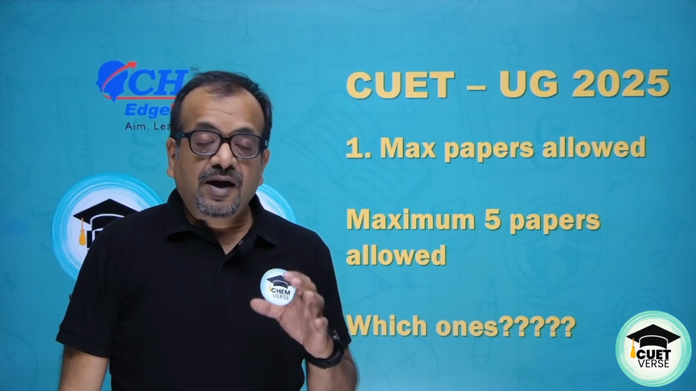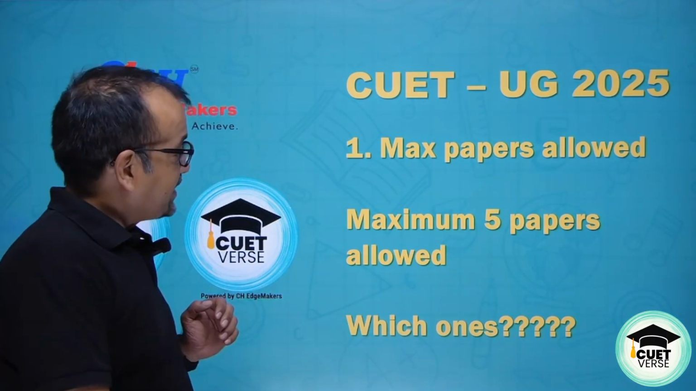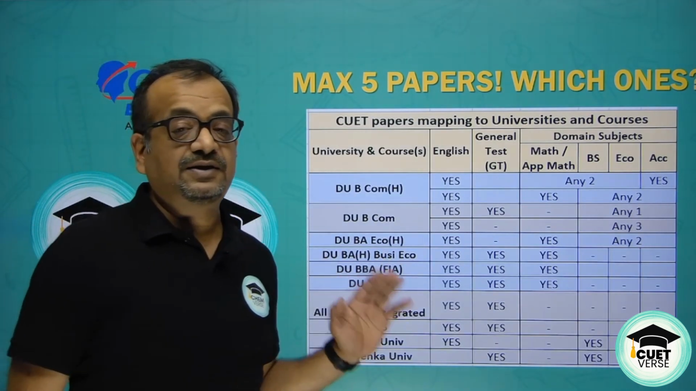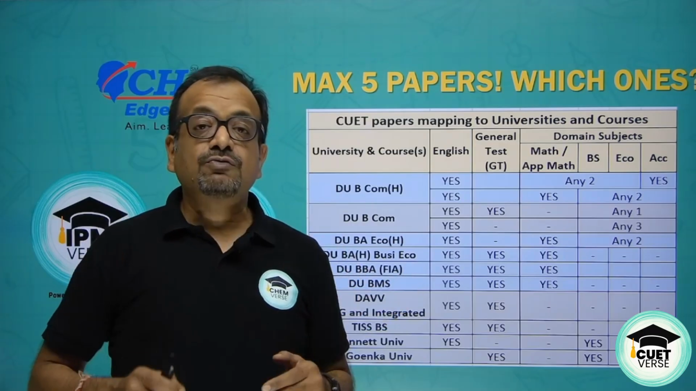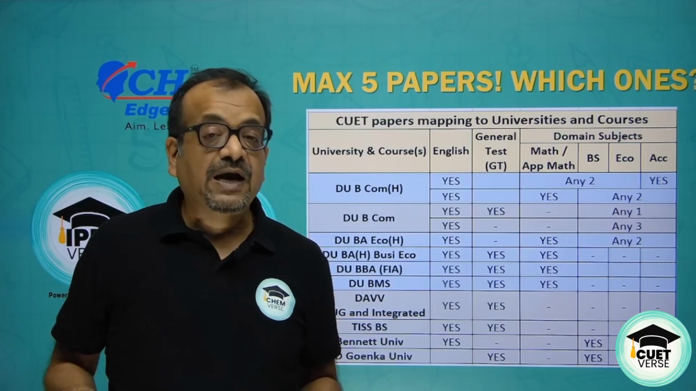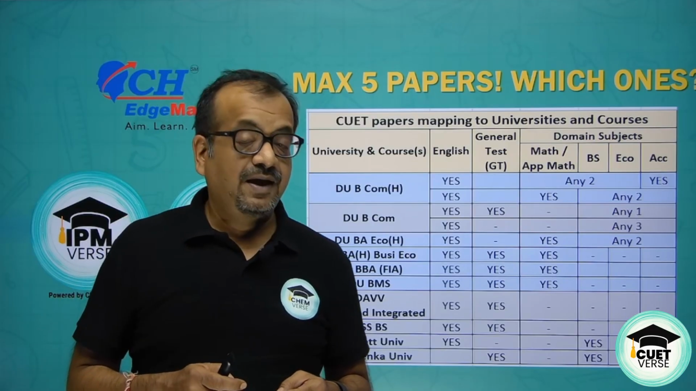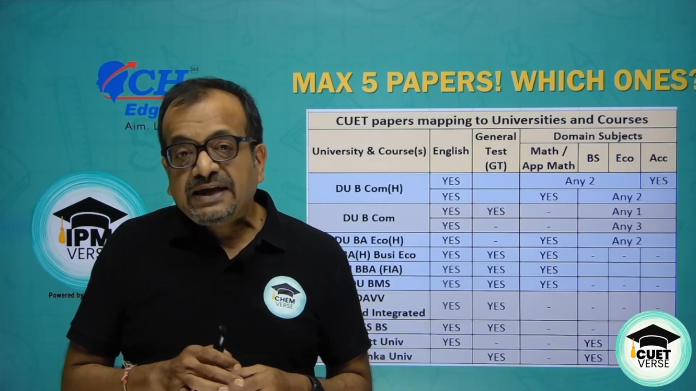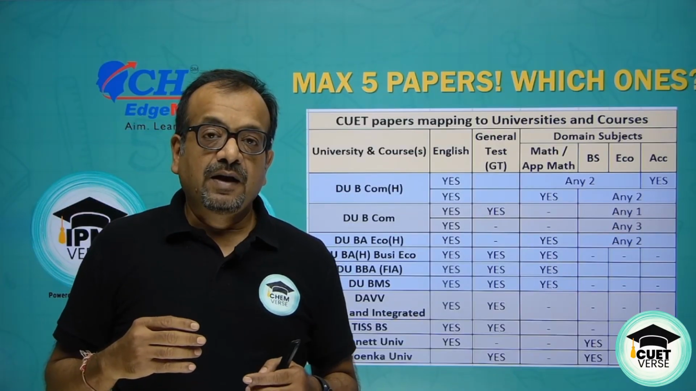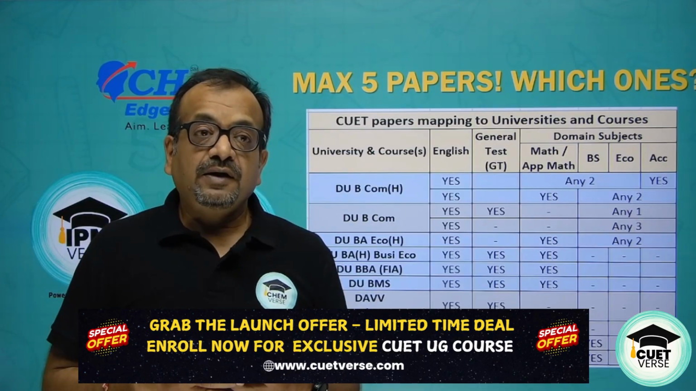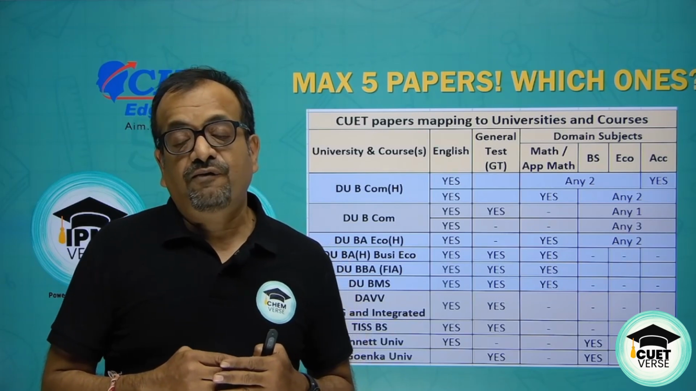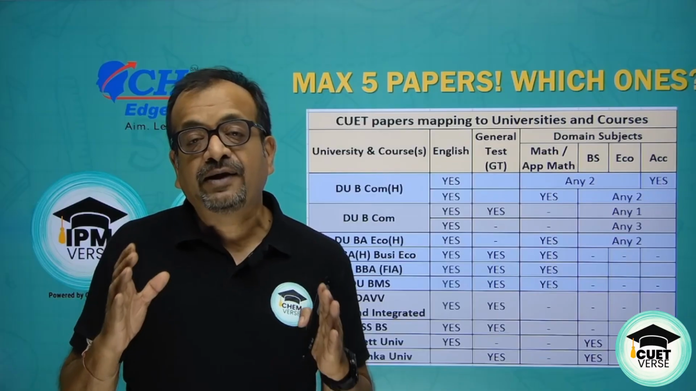I've drawn a small table, and that table should help us understand what I want to say now. I need everybody's careful attention on this table. CUET UG is a gateway to more than 300 universities of the country, all the central universities, many private universities, deemed universities, and of course the state universities. And for a specific course, each university has given specific criteria as to which papers they need the scores of for creating their individual merit list.